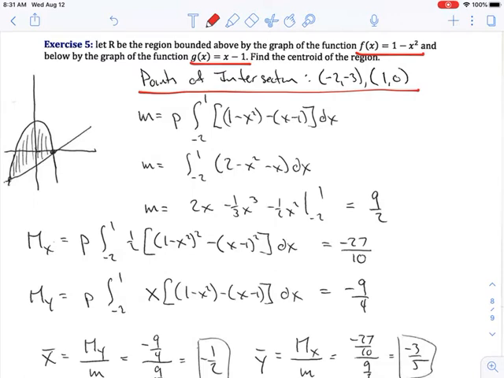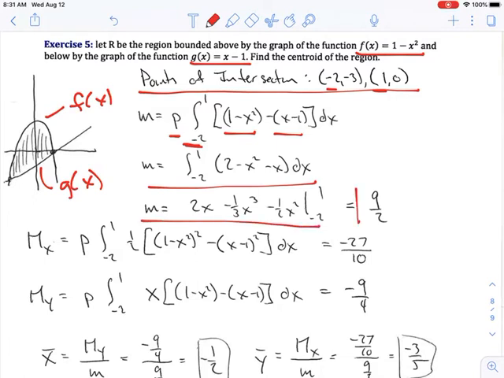And now let's find the total mass. So the total mass is density times the integral from negative 2 to 1. That comes from our points of intersection, the x values. We're doing it along the x-axis. And so we have f of x, the top function, minus g of x, the bottom function. Simplifying that, you end up with this, and then integrating it, you end up with this, and evaluating it, you end up with 9/2. So the total mass is 9/2.